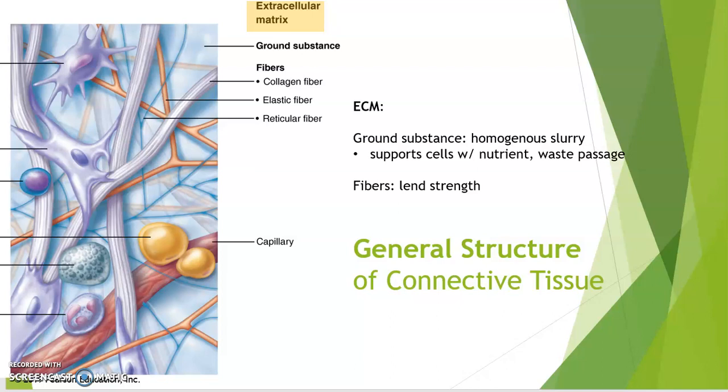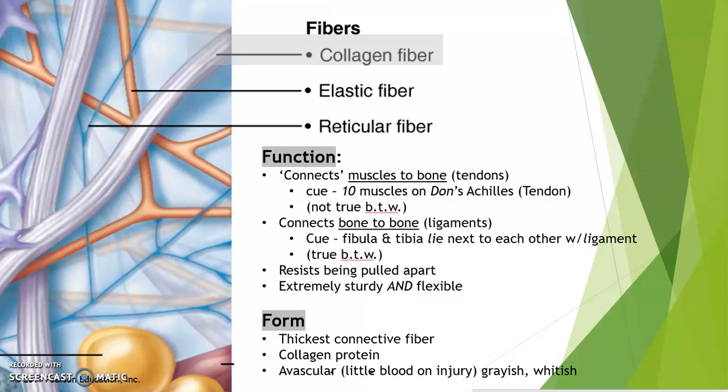The fibers do lend strength. When we talk about the fibers, we can talk about collagen fibers, elastic fibers, and reticular fibers. Let's talk about collagen first. The function of collagen fibers, which are these grayish white fibers that are thick in here like ropes, is to connect, as in connective tissue, connect muscles to bones, and those are tendons that connect muscles to bones. They're made up of collagen fibers. A memory cue for this is to think about the fact that 10 muscles on Don's Achilles tendon are the tendons that connect muscles to bones.